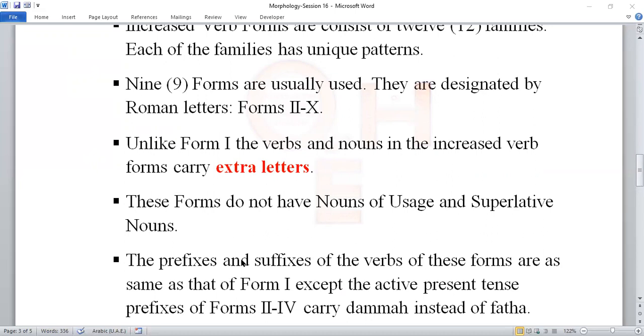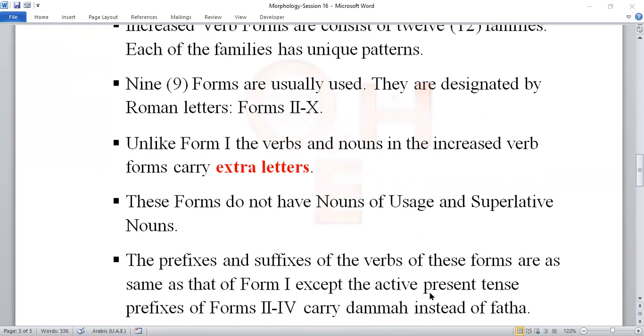Okay. Now, in terms of prefixes and suffixes, the prefixes and suffixes of these verb forms are the same as that of form 1, except the active present tense prefixes of forms 2 through 4 carry dhamma instead of fatha. Remember, for form 1, the active present tense prefixes carry fatha. For example, yaf'ali. When it's passive for form 1, the prefixes carry a dhamma, like yuf'alu. But for forms 2 through 4, we will see dhamma for the prefixes, even for the active present tense.